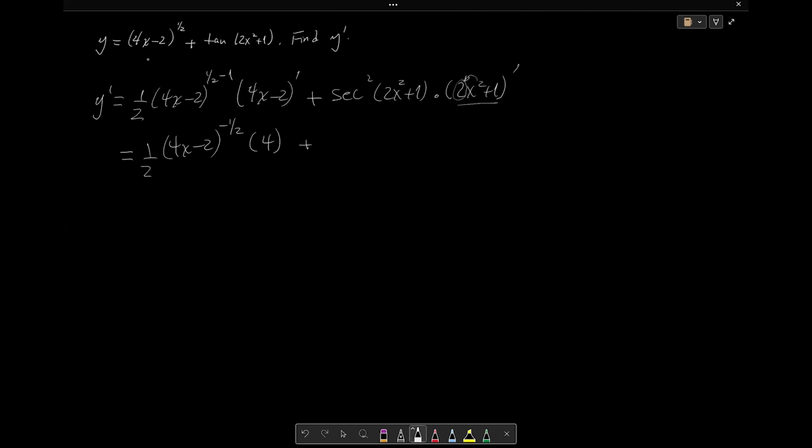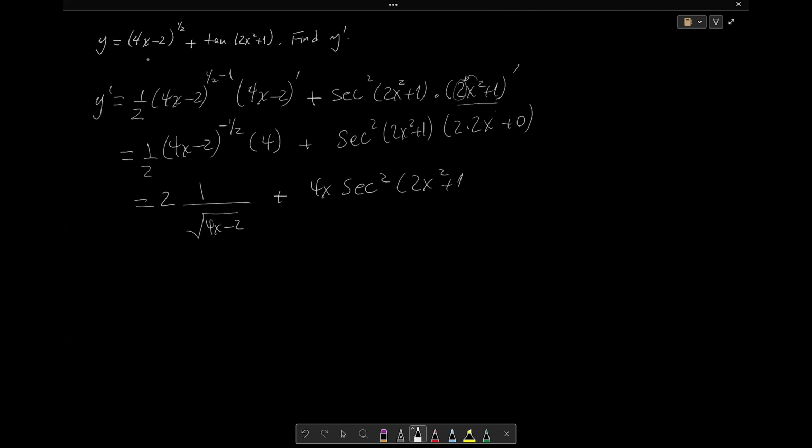Okay, let's just do it here. 2 times 2x to the 1 power plus 0. So that's 4x. So this 4 and the 1/2 gives me 2. 1 over the square root of 4x minus 2 plus 4x secant squared of 2x squared plus 1. That's it. We cannot do much with it.